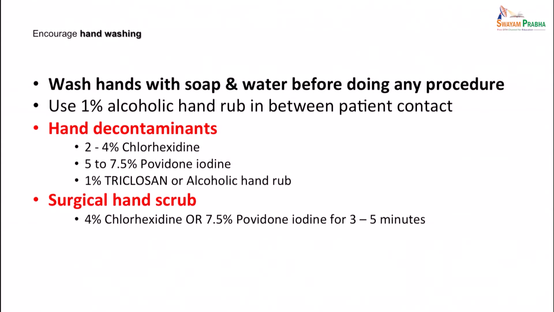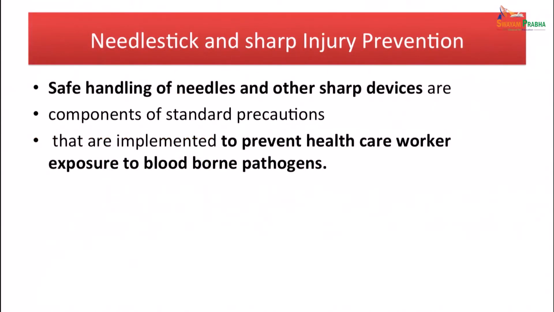As hand decontaminants, you could also use 2 to 4% chlorhexidine, 5 to 7% povidone iodine, 1% triclosan or alcoholic hand rub. Surgical hand rub is usually around 4% chlorhexidine or povidone iodine for 3 to 5 minutes.